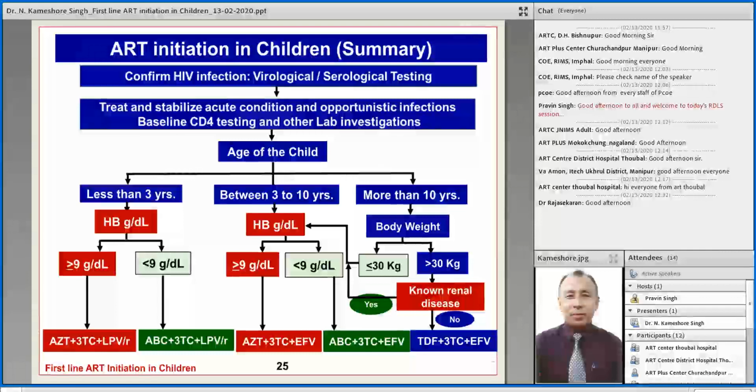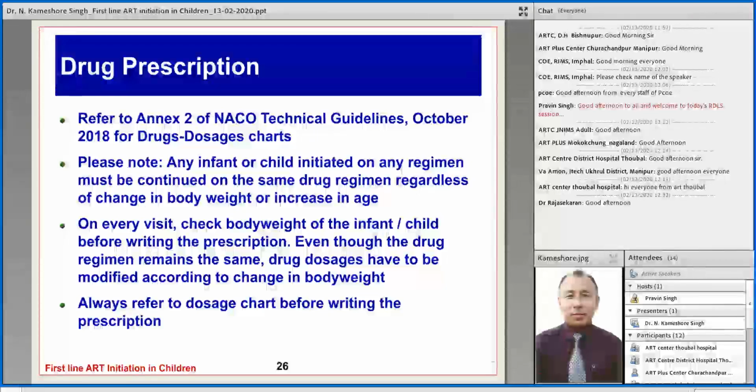So for drug prescriptions, we have to refer to Annexure 2 of the NACO Training Technical Guidelines, updated in October 2018 with drug dosage charts. At the same time, please note that any infant and child initiated on any regimen must be continued on the same drug regimen regardless of change in body weight or increase in age.